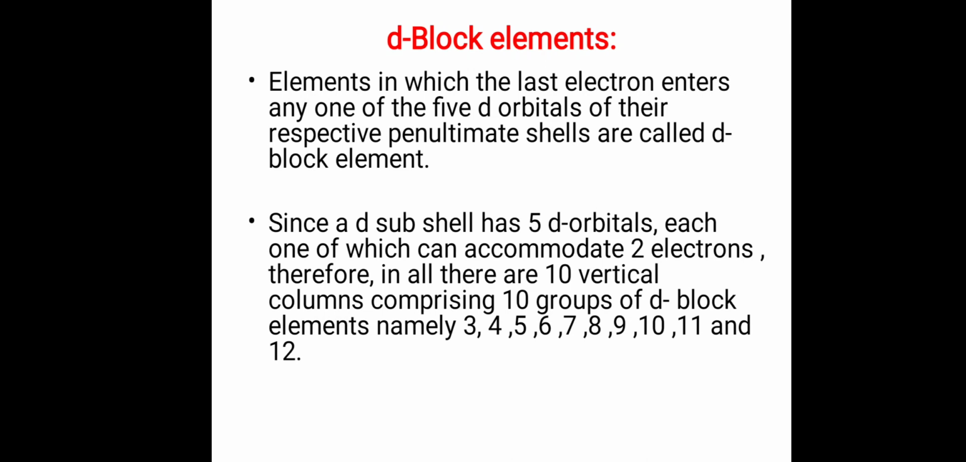Next, d block elements. Elements in which the last electron enters any one of the 5 d orbitals of their respective penultimate shells are called d block elements. Since the d subshell has 5 d orbitals, each one can accommodate 2 electrons. So there are totally 10 vertical columns comprising 10 groups: 3, 4, 5, 6, 7, 8, 9, 10, 11 and 12.